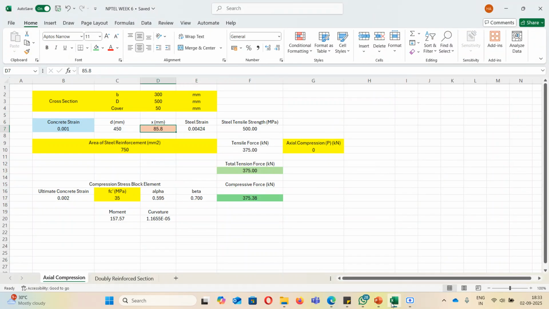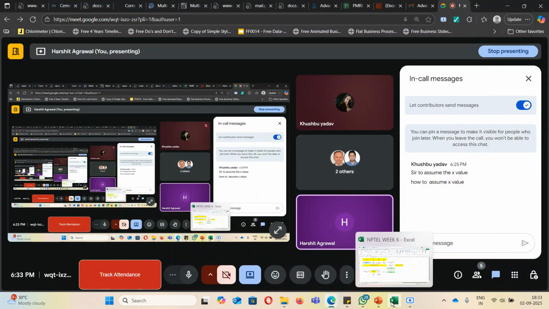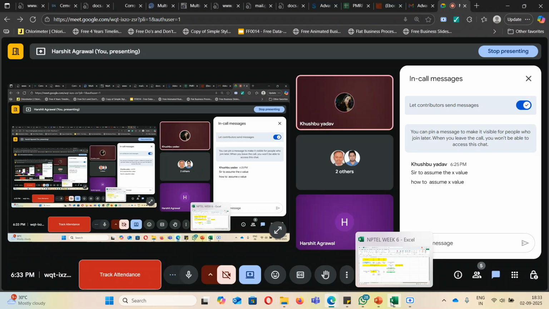Okay. So are you clear now how we are deciding the neutral axis depth? Someone asked me this doubt right now, right? Khushbu, you are clear? Yes, sir. Yes, sir. Okay.